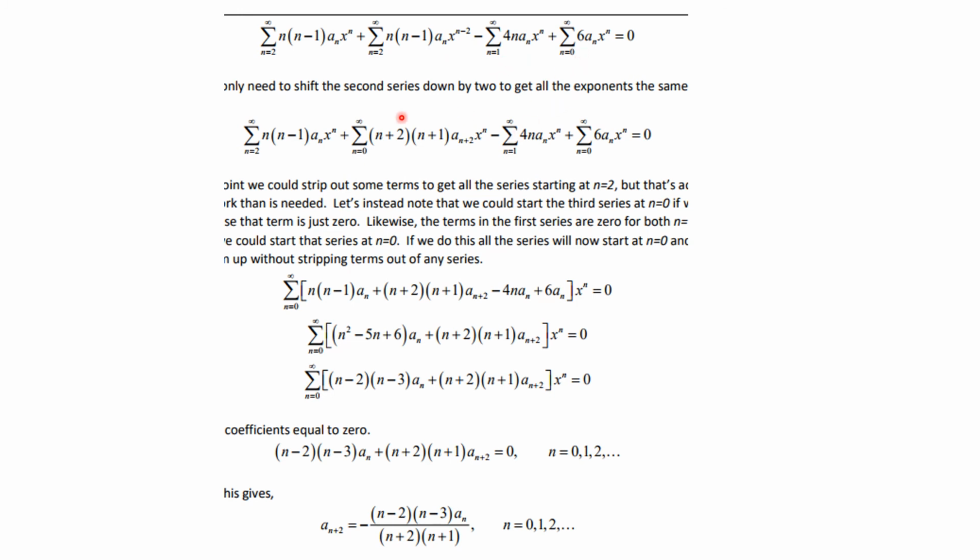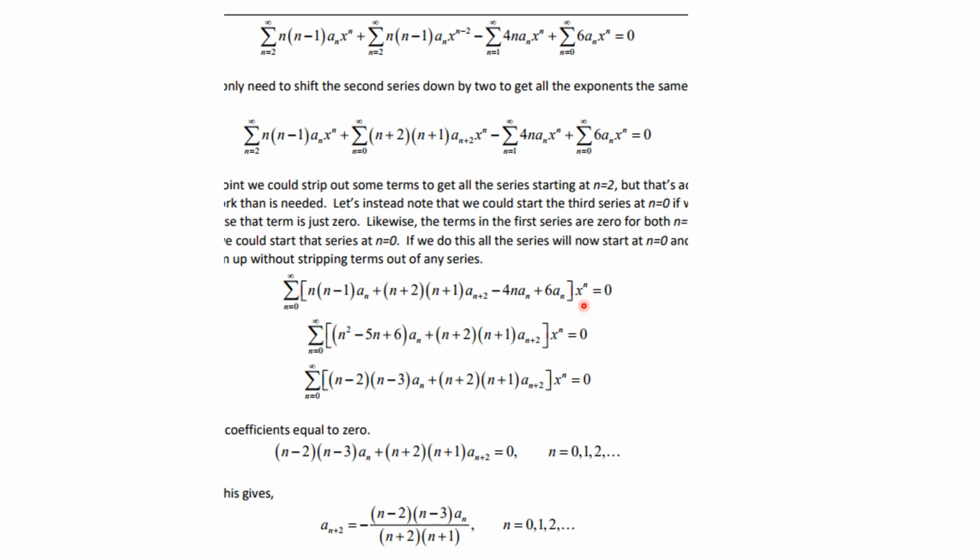Now we need to do some shifting here. We have n equals 0 here, we have n equal 1 here, those are n equal 2. And so we're going to shift the second series to n equal to 0. And then we're going to shift this one to n equals 0 also. And we're going to collect like terms, and we have x^n.